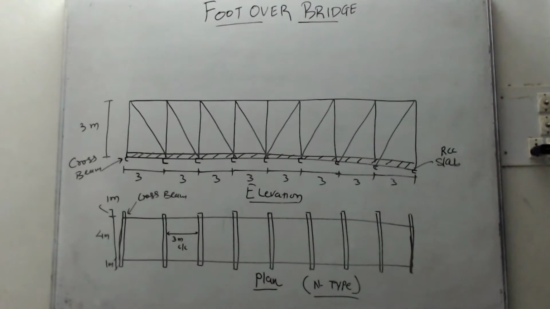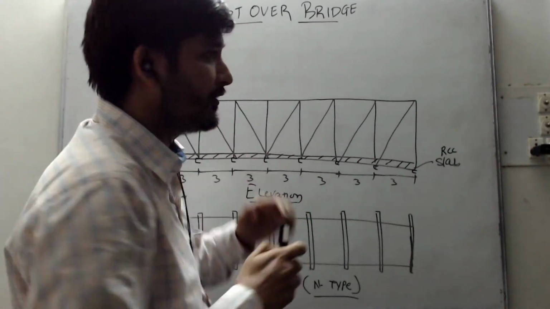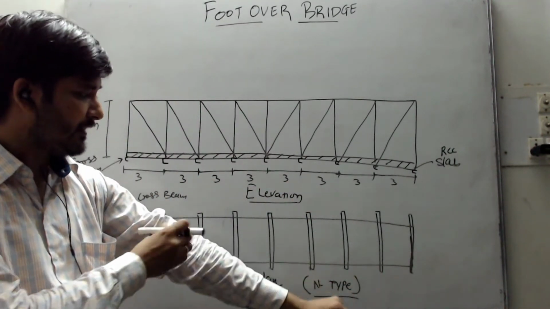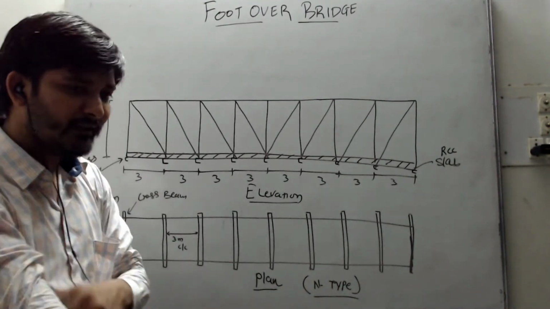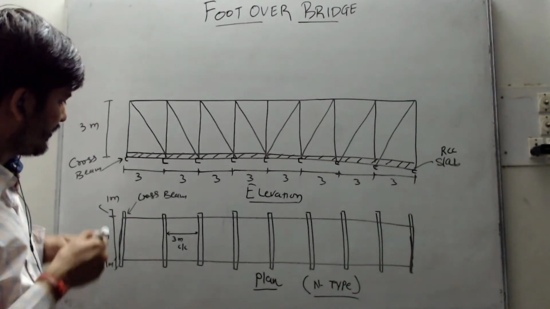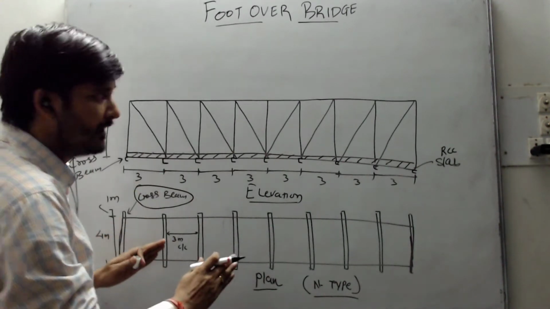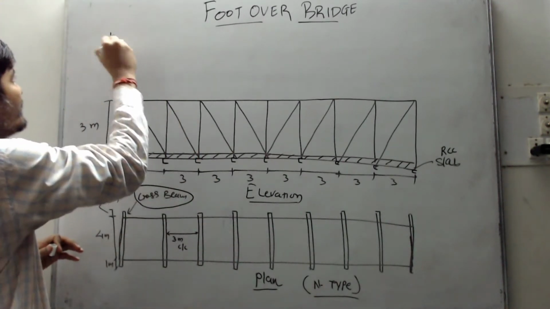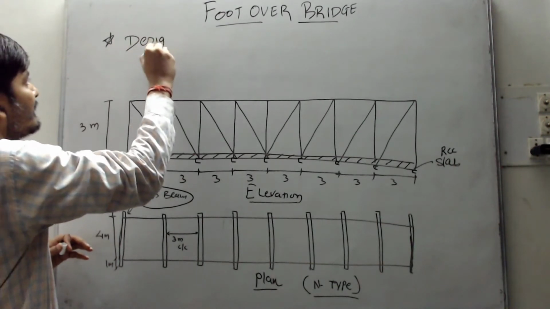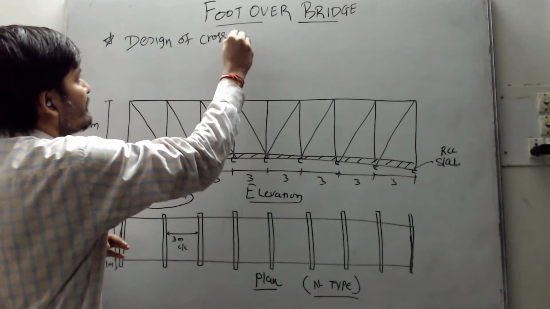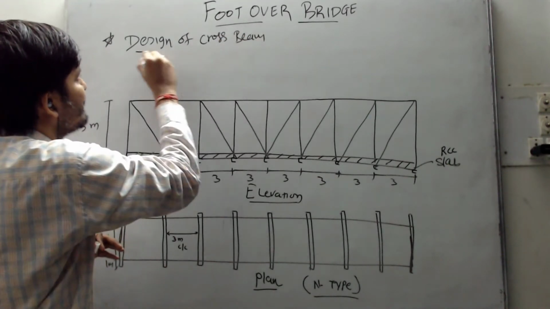So in the previous lecture, we have fixed the geometry of our foot over bridge, right? So this was the figure that we had drawn in the previous session. Now today we are going to start with the design of a first element, that is a cross beam. We are going to start with the design of this cross beam, right? So today we are going to do the design of cross beam, which is to be provided in my foot over bridge.